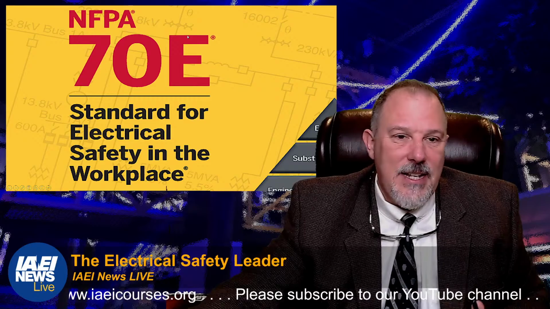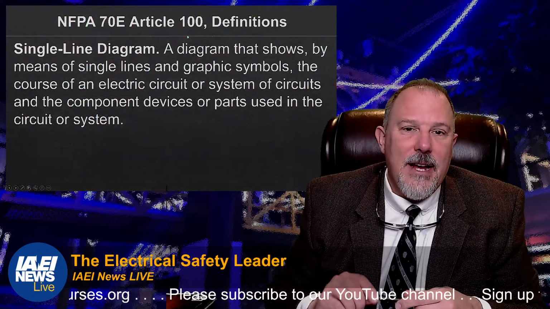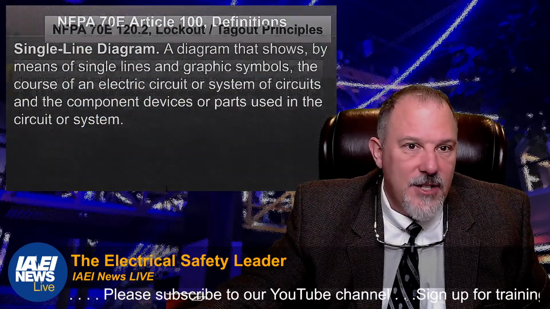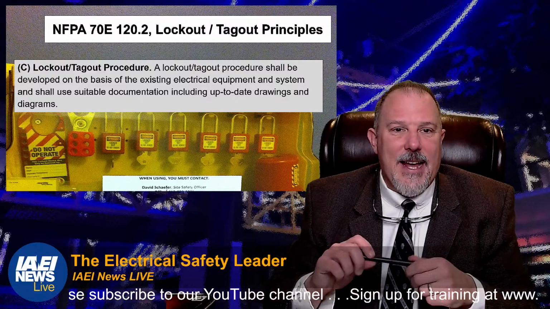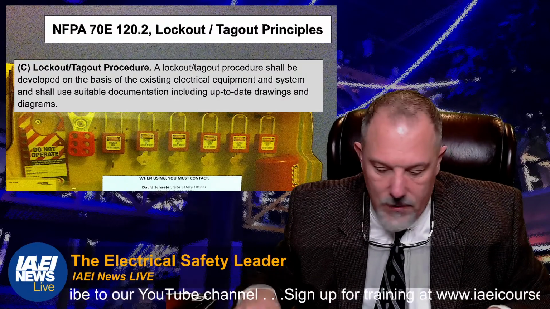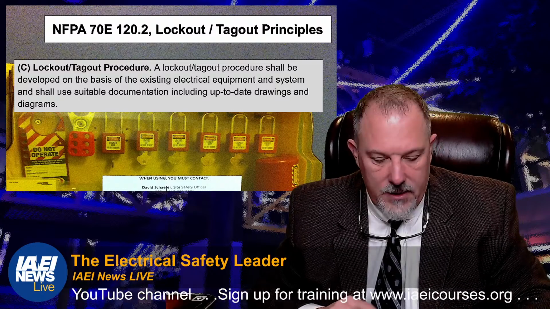Let's take a look at 70E. Single line diagram, we already talked about the definition. That's right out of 70E. Lockout, tagout. 120.2, and I'm going to make sure that I got the right references.